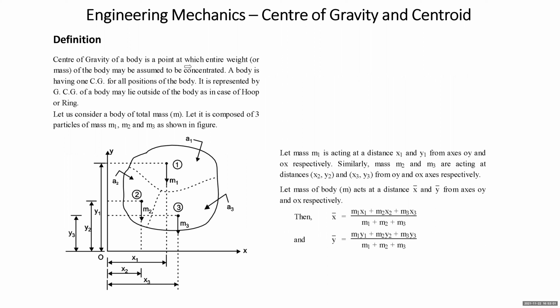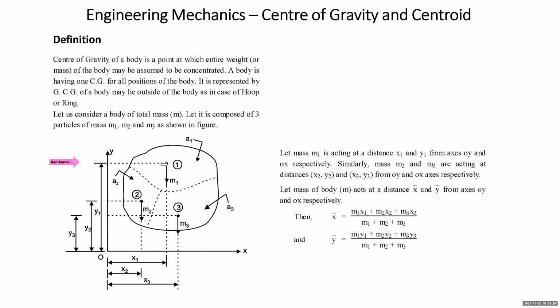CG of the body may lie on the body or it may lie outside the body. To understand the basic concept of center of gravity, I have taken a body of mass m. I have assumed that it is made up of three small parts or particles having mass m1, second part having mass m2, third part having mass m3. I have considered it in two-dimensional reference axes OX and OY.